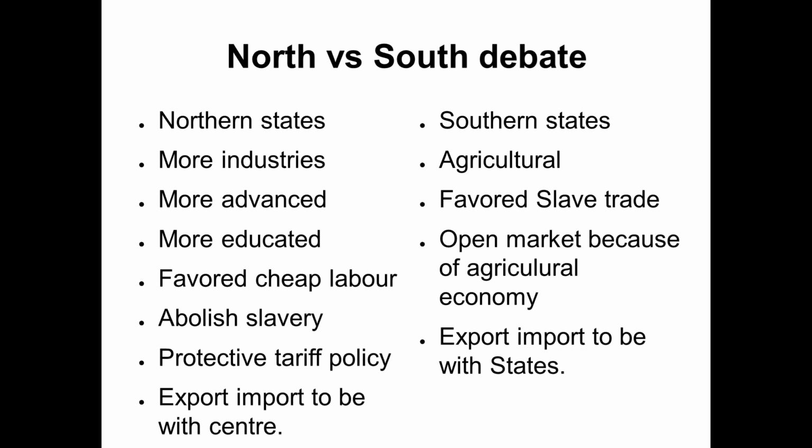The southern states, on the other hand, were agricultural states. They favored the slave trade. Now you can see this is what the main contentious issue will be: the slave trade. They favor cheap labor. Southern states want slaves, and they want an open market because of the agricultural economy and export import. They want this topic to be with the states, contrary to what the northern states want. They want it to be with the center.